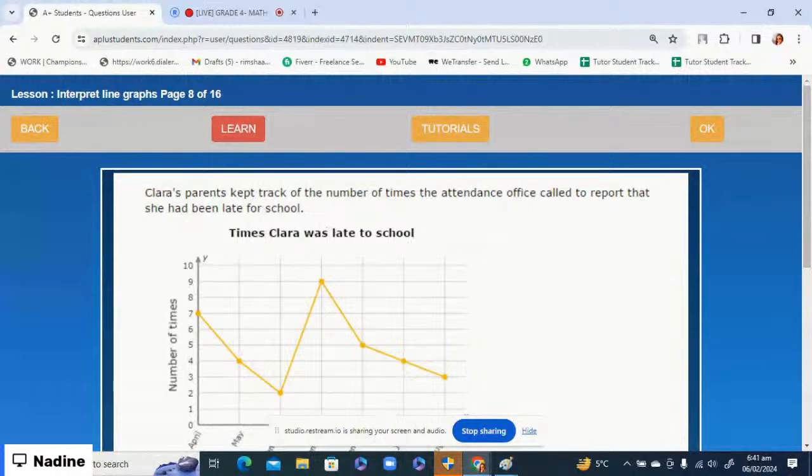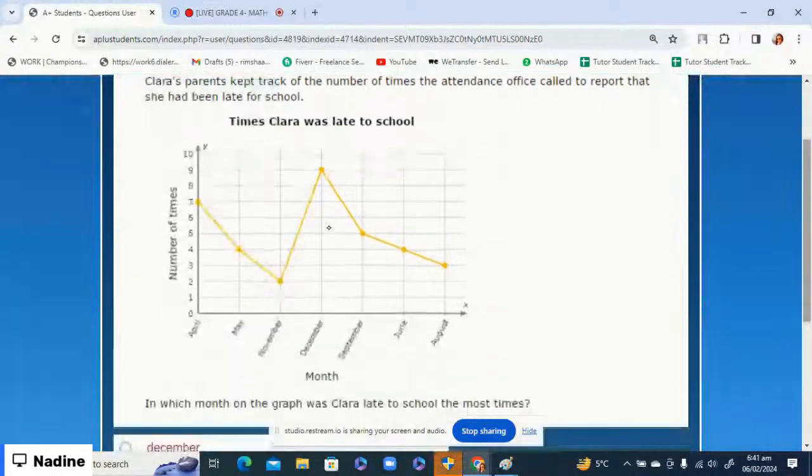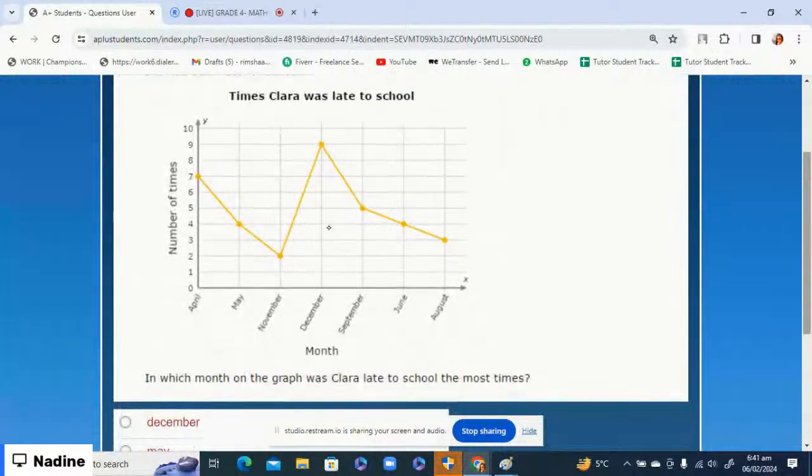Clara's parents kept track of the number of times the attendance office called to report that she had been late for school. The graph shows the times Clara was late to school. The number of times is given from 0 to 10, and here are the months. In which month on the graph was Clara late to school the most times?